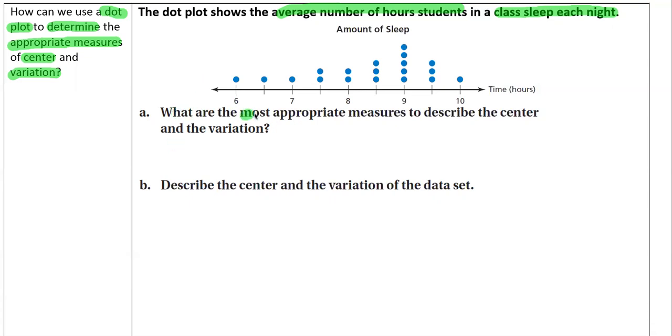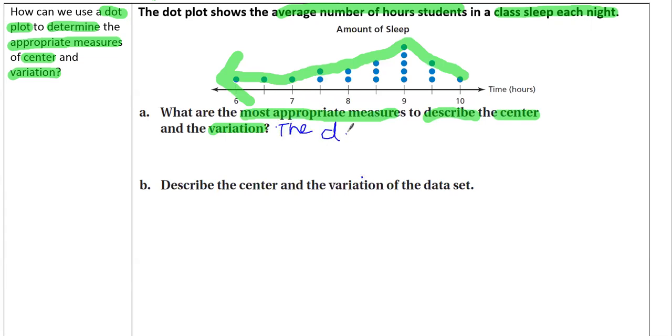What are the most appropriate measures to describe the center, measures of center, and the variation, measure of variation? Well, first, what shape is this distribution? You climb the ladder till you slide down to the left. This is skewed left. So what I'm going to write here is that the data are skewed left.